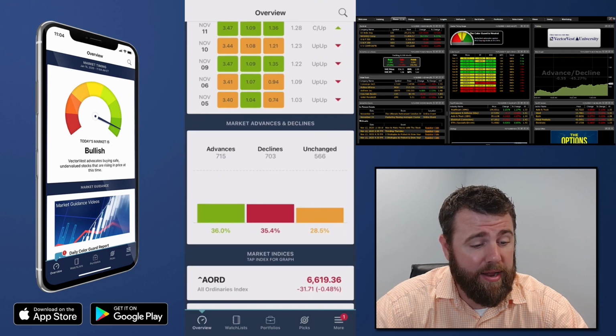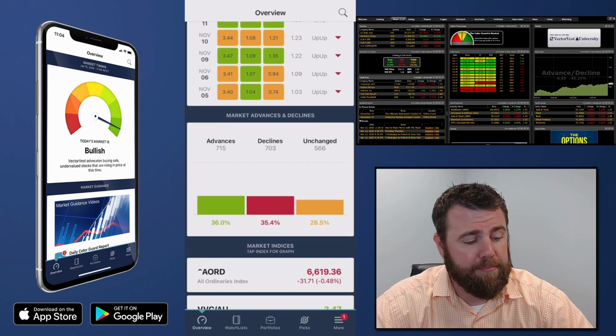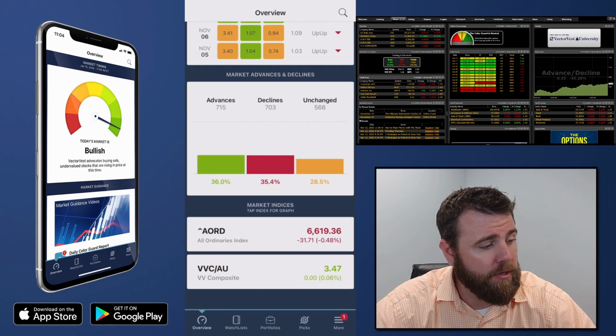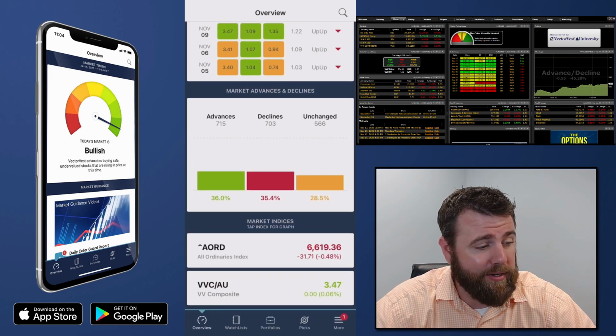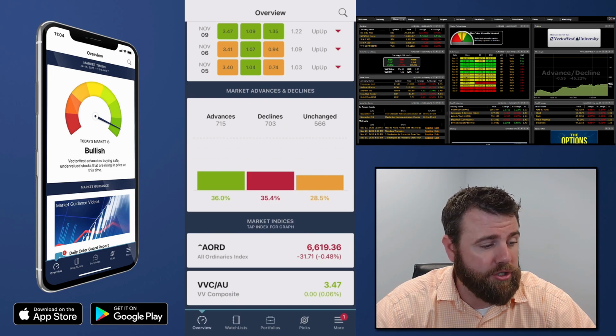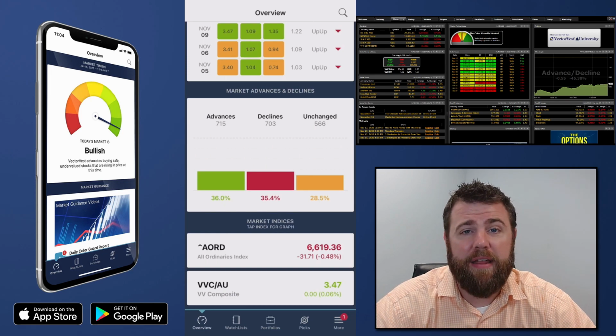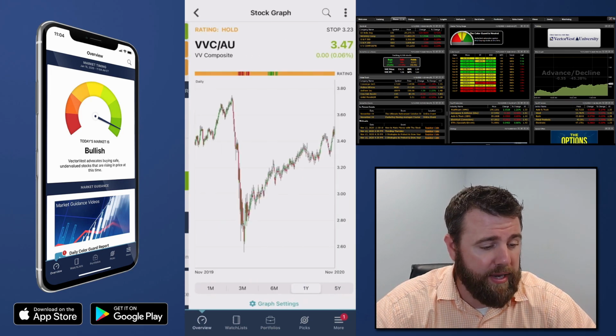Looking at the advance-declines, basically flat though. 36% of stocks moving higher to 35% of stocks moving lower. Looking at the AORD, down about 0.5%. However, the VectorVest composite is up just a little bit here. Basically break even overall though. We take a look at the graph.